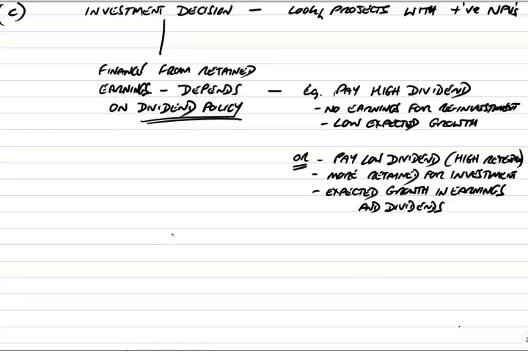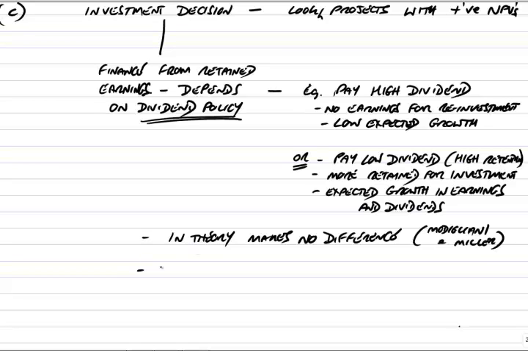In theory, it makes no difference. In theory, shareholders won't care whether they get a high dividend but low growth, or a much lower dividend but high growth in the future. In theory, it makes no difference, and in fact, that's Modigliani and Miller. It's one of the things they said. However, in practice, dividend policy can have an effect.